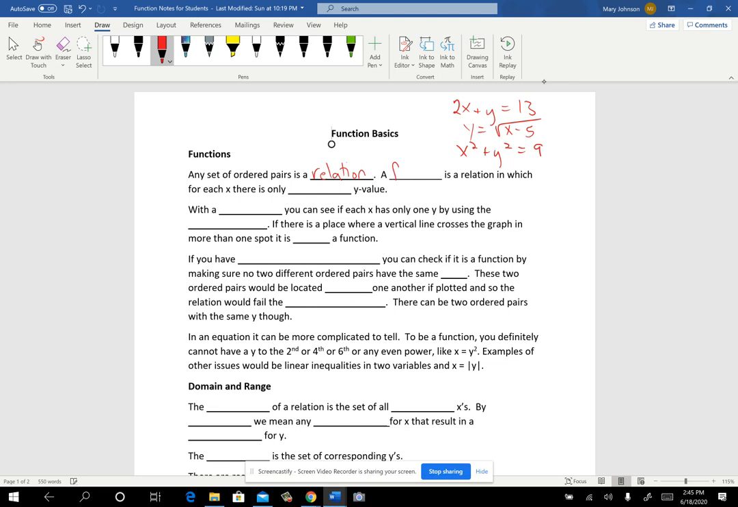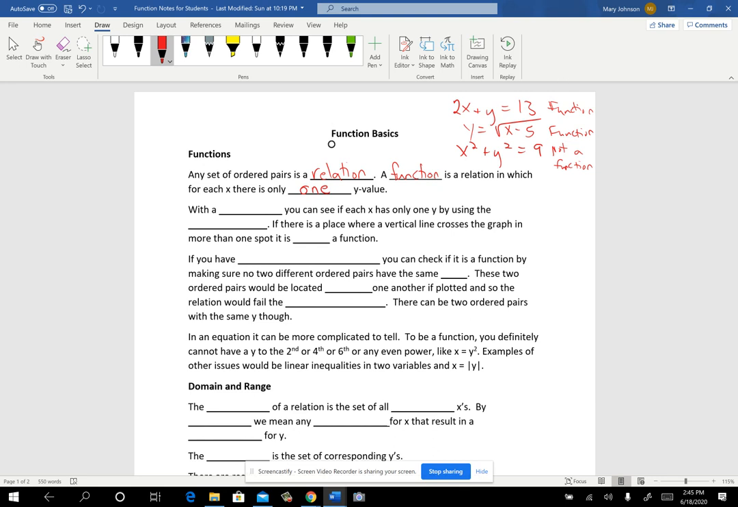Okay, but to be a function, there's an additional property that must be met. A function is going to be a relation in which for each x value, there is only one y value. For each x, there's only one y. All right, so the first and the second ones of these are going to be functions. This is a function, and this is a function. But x² + y² = 9, we'll find out, is not a function. We'll look at some reasons why in a little bit.